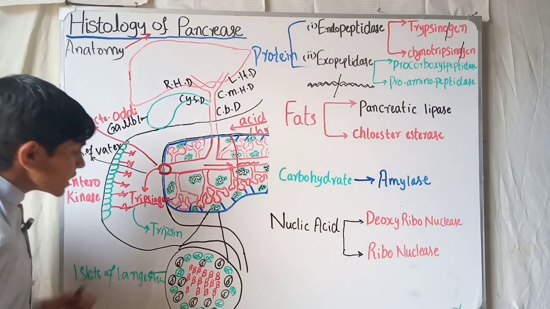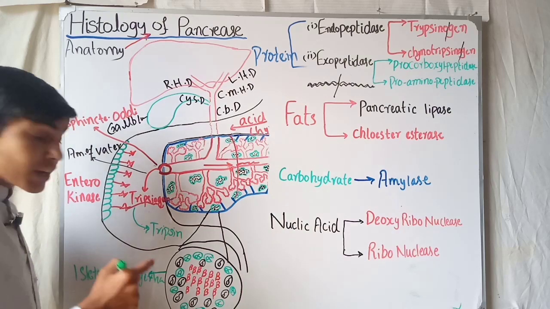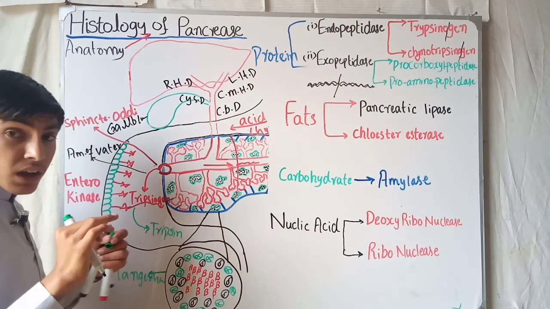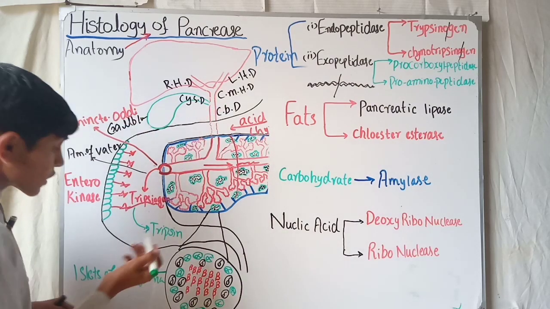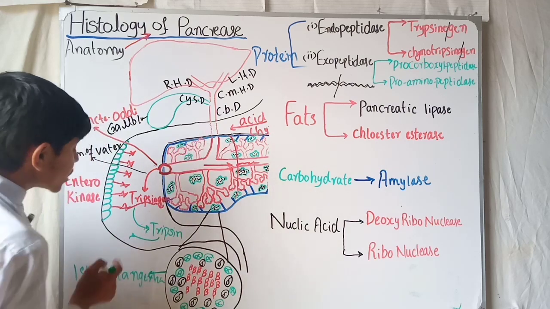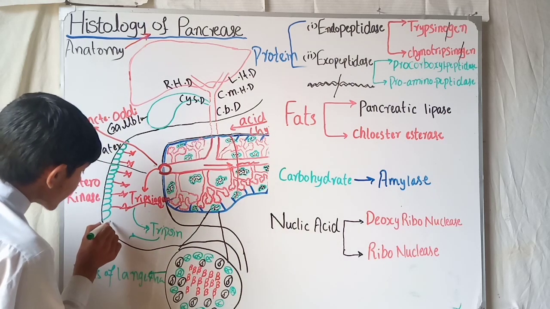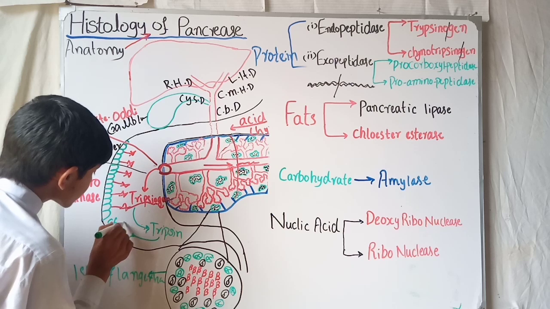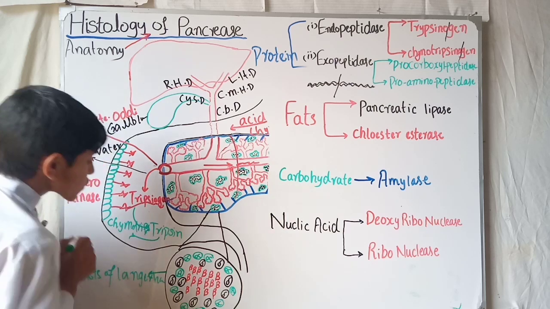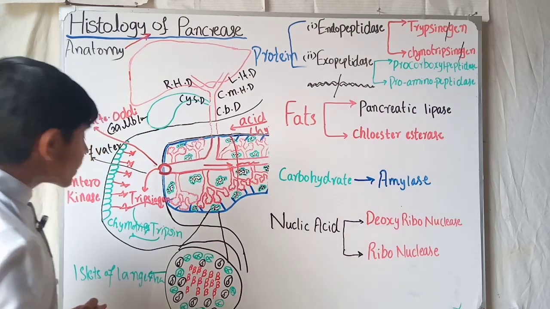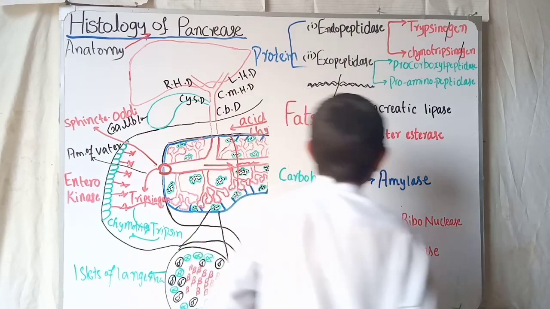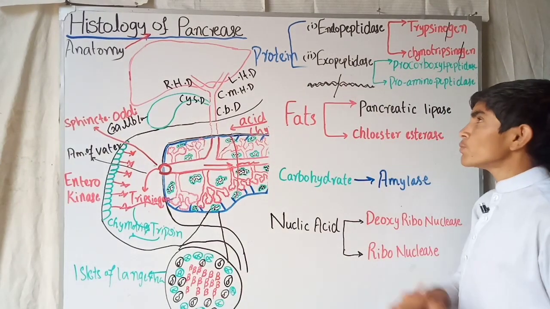Now the trypsin is also able to convert the chymotrypsinogen into chymotrypsin. So it acts on the chymotrypsinogen and converts it into chymotrypsin. So now the conversion of the enzymes is amplified. Now the second one is the exopeptidase.